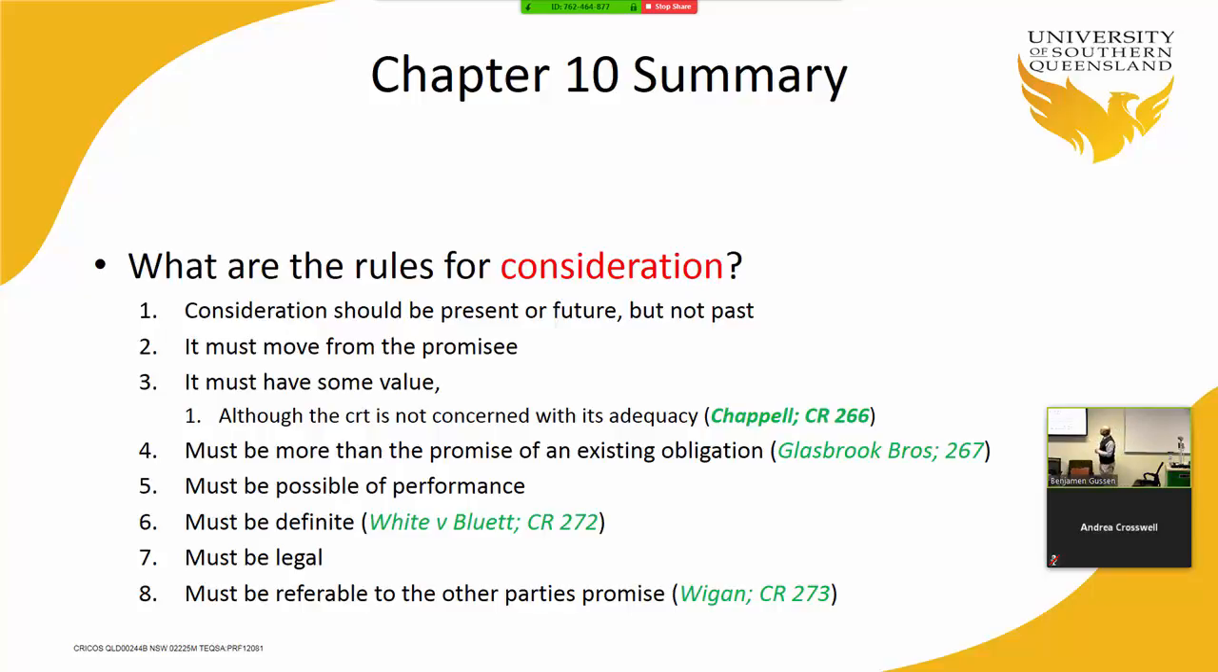It must be more than the promise of an existing obligation. So whatever you are promising, the consideration, the price you're going to buy the promise with, has to be something over and above what you have to do, for example, from a legal duty. Okay? We'll talk about that as well in a minute. Those are the examples you have to look at. Must be possible to perform, so you have to be able to pay this price. Must be definite, so you know exactly what you are paying and for what. And it must be legal. You can't, for example, pay with something illegal.